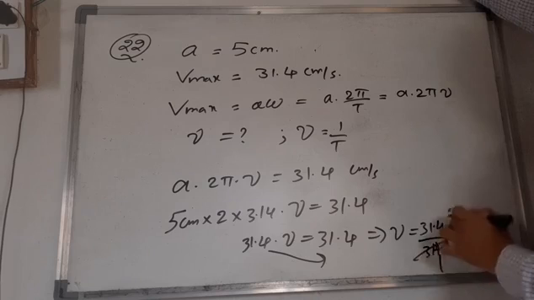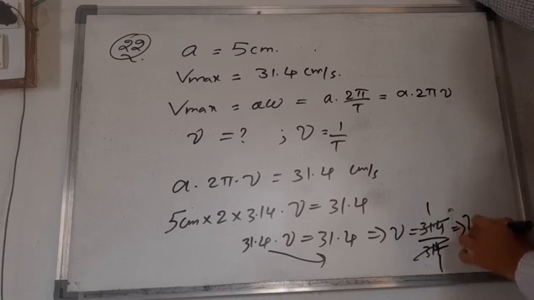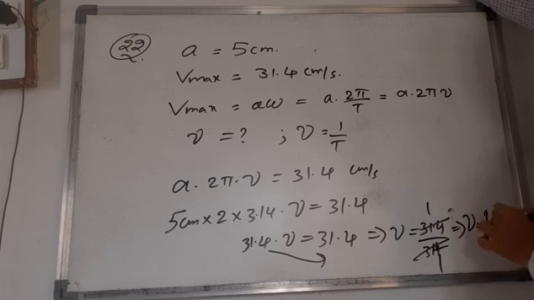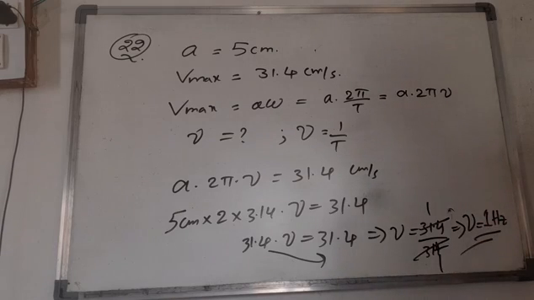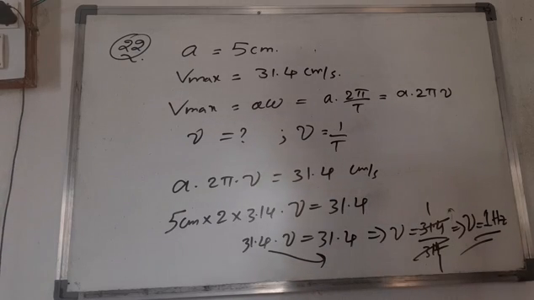So 31.4 cancel. This implies nu is equal to 1 hertz. This is the frequency. Like this we can find out the frequency of the given wave when maximum velocity is given and amplitude is given.